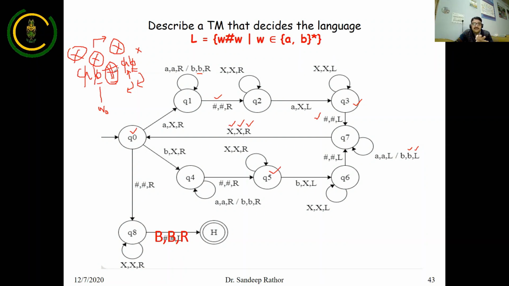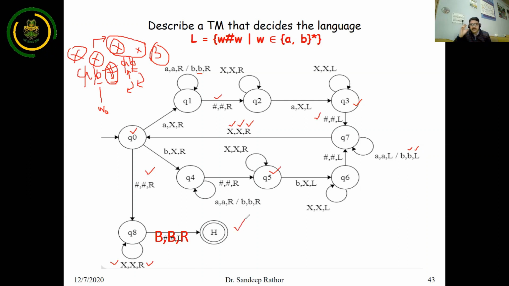If you are on the separator, then you should check whether all symbols are converted to X or not. If X is there, just write X and move towards the right. And on the right, if you find a blank symbol here, that means we have converted all the input symbols into X. That means this W is similar to the first W. So if a blank is there, then write the blank and the movement of the head should be right, and now reach the halting state.